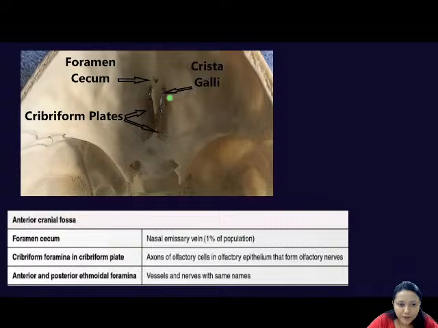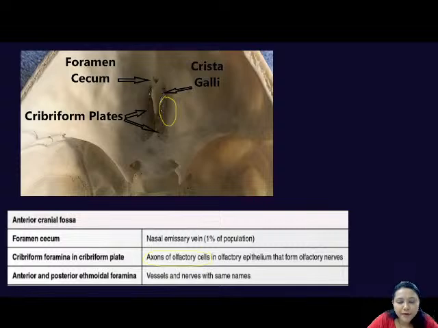So you have the foramen cecum. Then in the cribriform plate you have small foramina, and this piece of bone is known as the crista galli. Anteriorly you will have the anterior ethmoidal foramen, and posteriorly the posterior ethmoidal foramen. Now what is important out of all of these structures is the foramina in the cribriform plate, which are transmitting the axons of the olfactory cells.